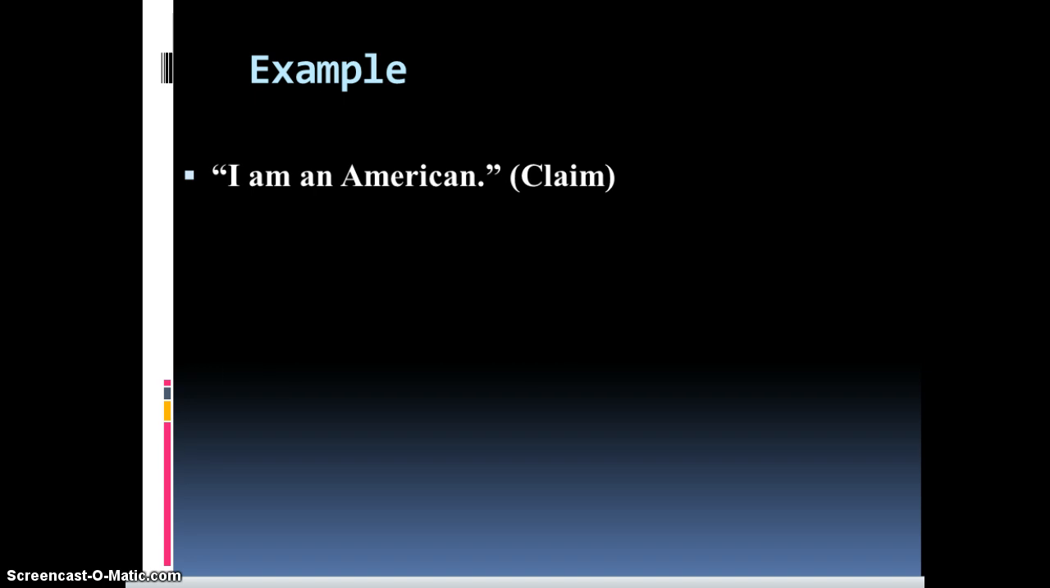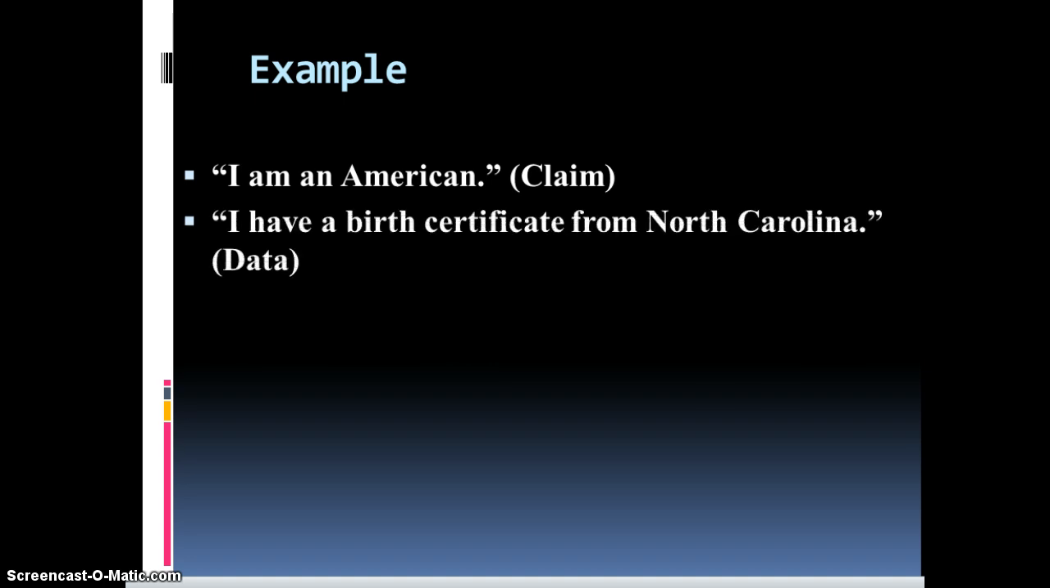So let's say you doubted my American heritage, right? Let's say you doubted that I was born in America. So I'm going to claim that I'm an American. Well, obviously, how would I prove that? Think of the ways that we could do that. Birth certificate, driver's license, perhaps, social security card, right? Anything that is a document, that would be my data. So birth certificate is obviously the best form of data.